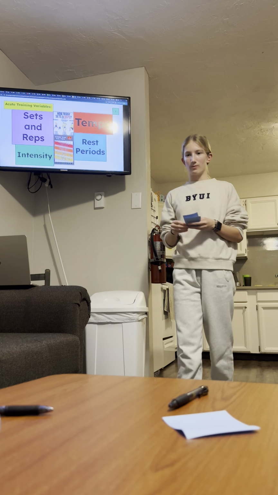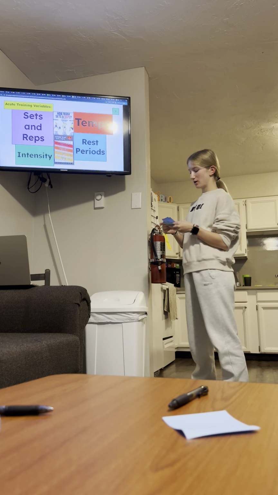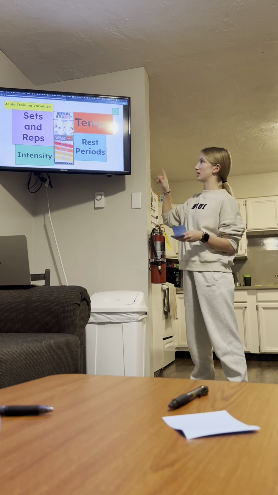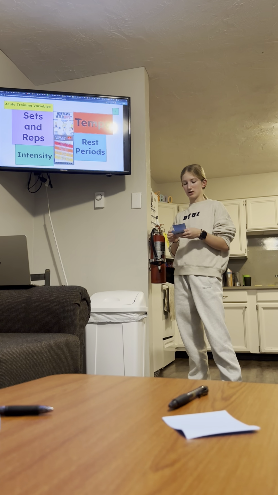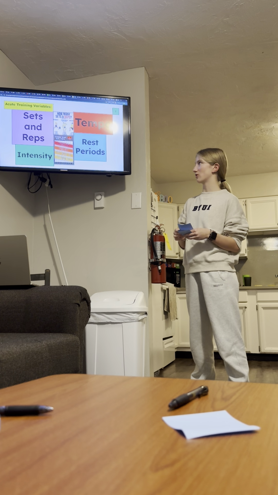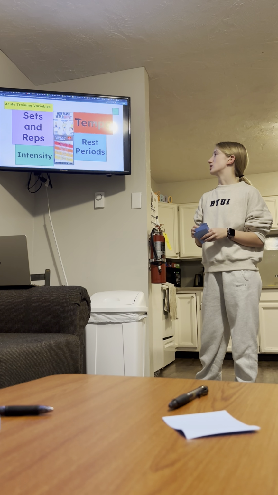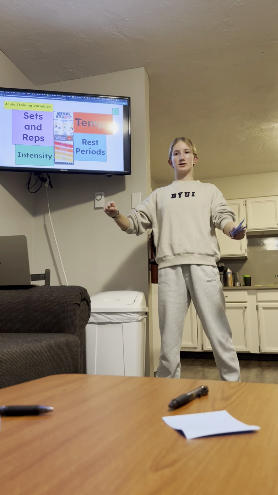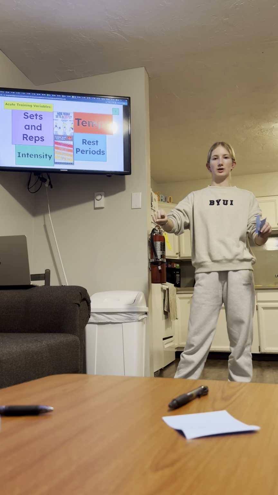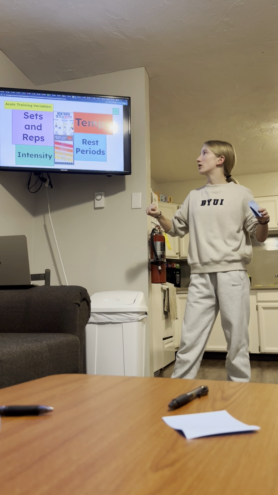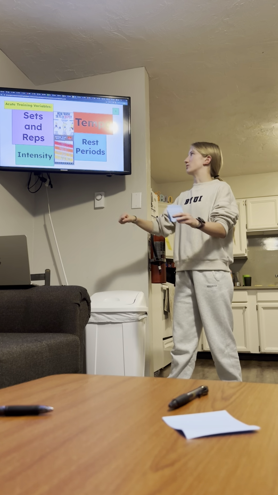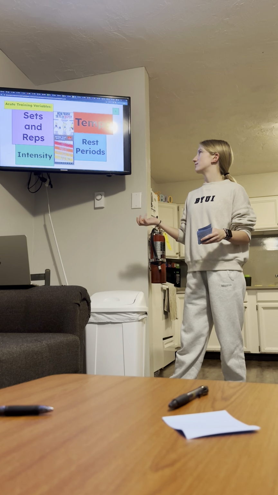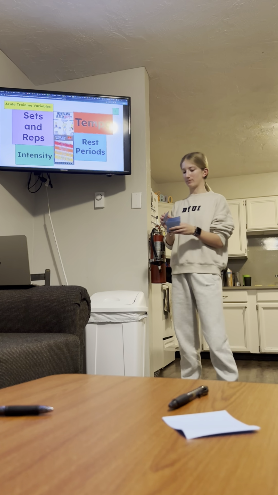And then tempo is the speed at which the exercises are performed. Manipulating the tempo can increase time under tension and enhance muscle growth. So in the gym, a lot of the time as people get close to failure, they'll go slower so that they're able to increase their strength and muscle growth.